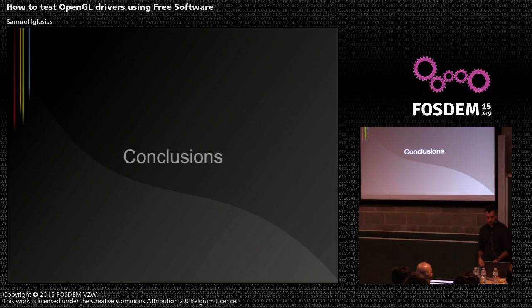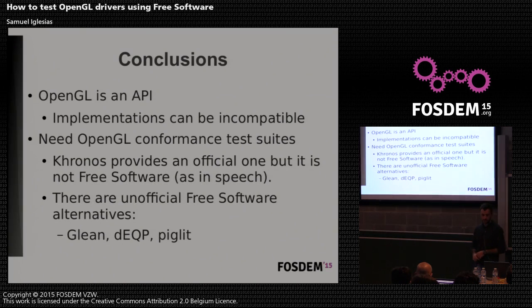So as a conclusion, OpenGL is just an API. The implementors have the freedom to create their own solutions, so they can be compatible with the standard. Khronos provides their own official OpenGL conformance suites, but there are unofficial free software alternatives such as Glint, DQP, or Piglit.